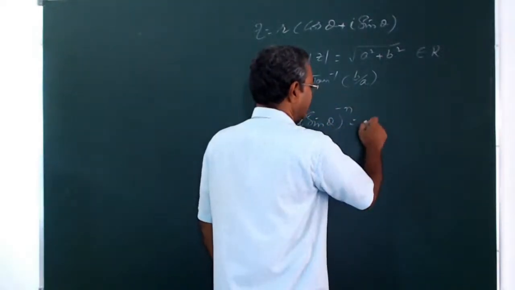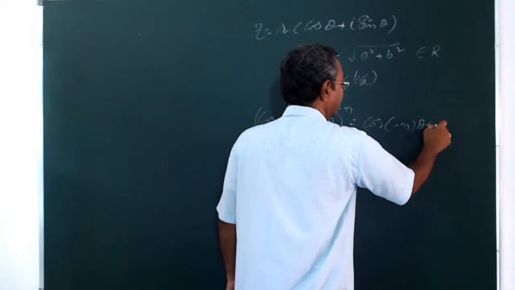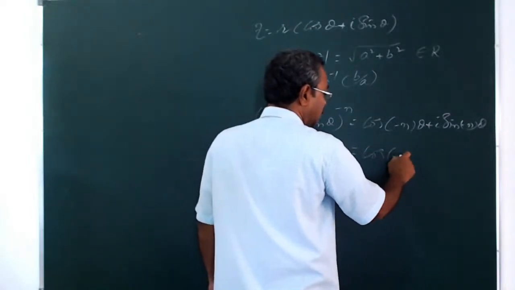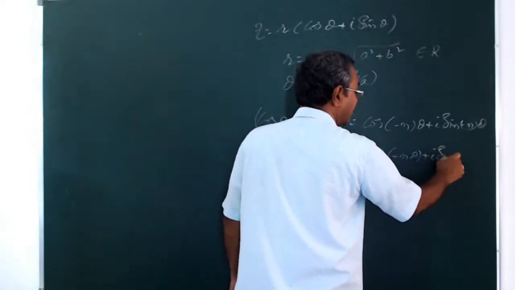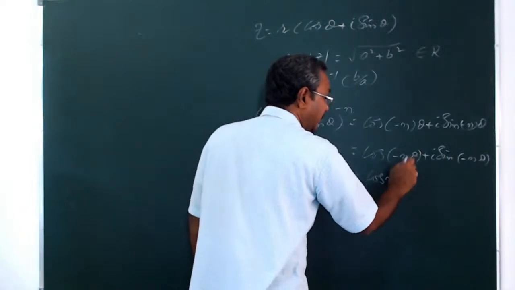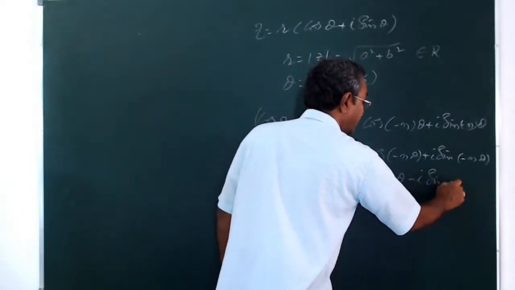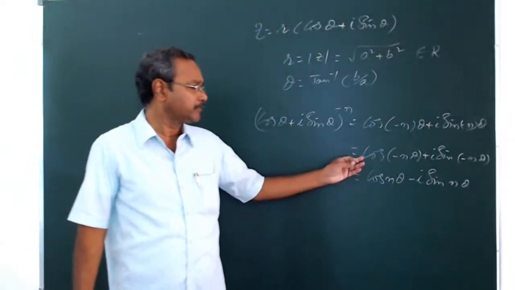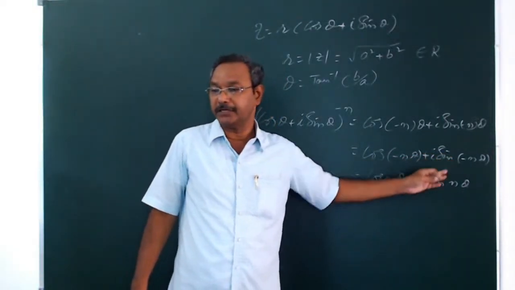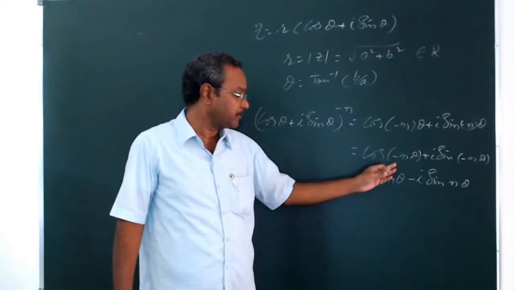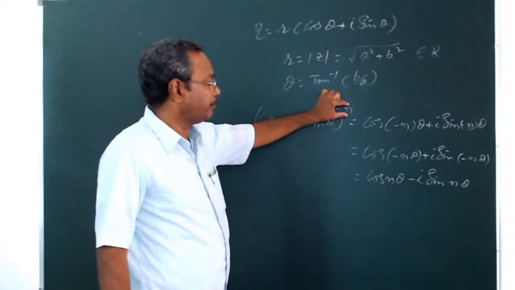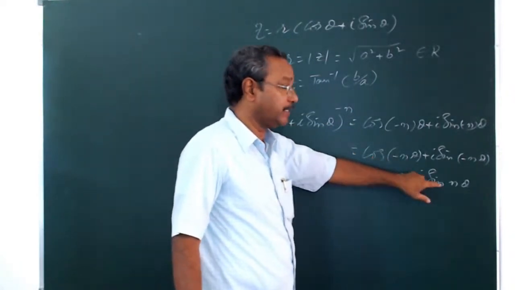That can be written as cos of minus n theta plus i sin minus n theta. That is exactly equal to cos of minus n theta plus i sin minus n theta. That can be written as cos n theta minus i sin n theta. Why? Because the cosine function is an even function and the sine function is an odd function. So sine of minus theta automatically becomes minus sin theta, and cos of minus theta becomes cos theta. So (cos theta plus i sin theta) to the power of minus n can be written as cos n theta minus i sin n theta.